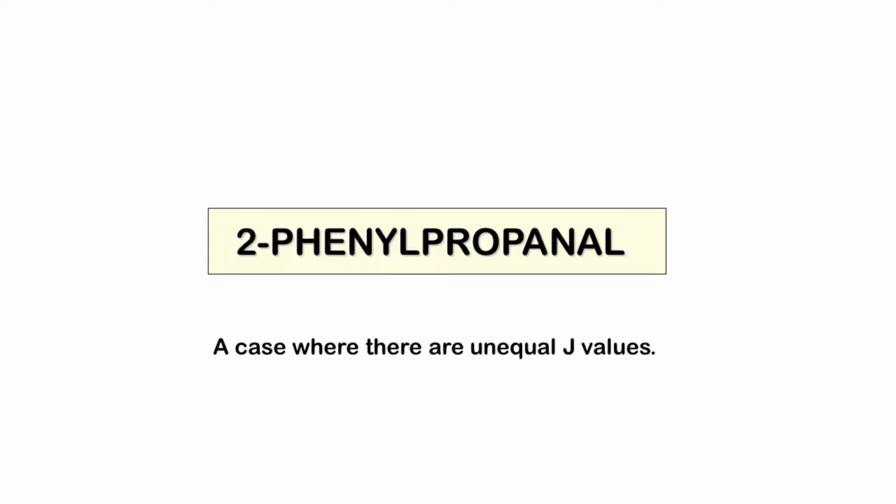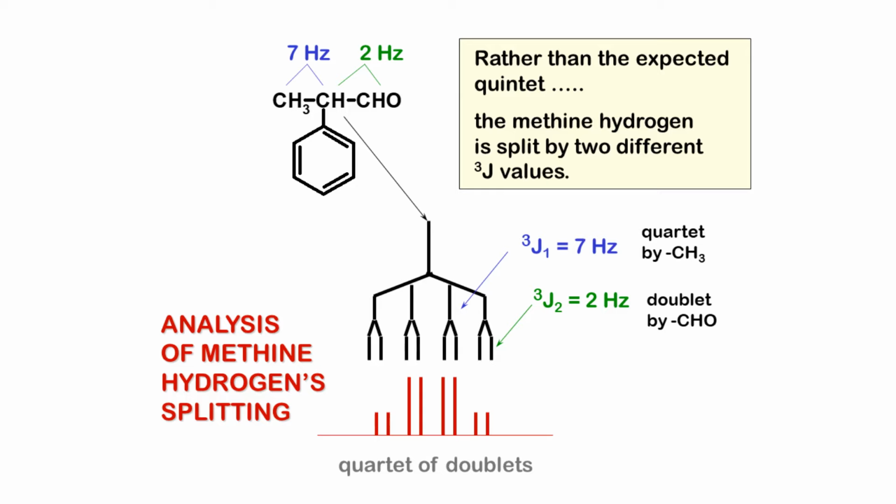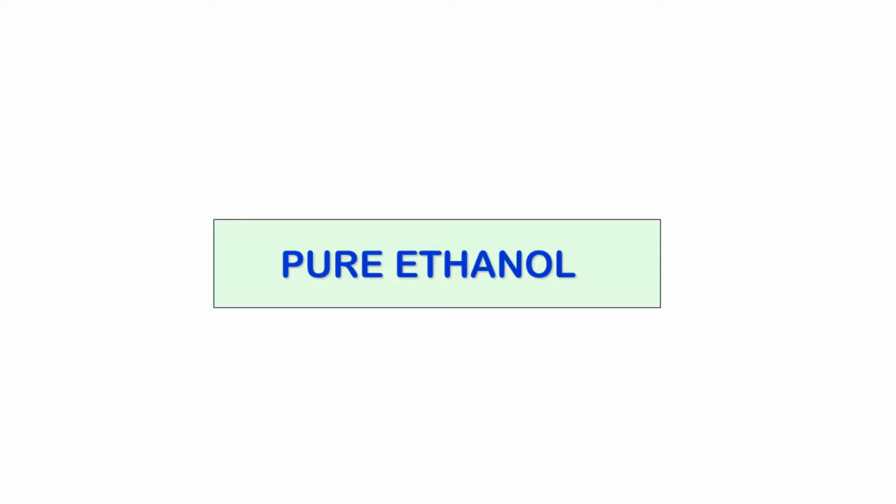Now, let's examine 2-phenylpropanal, a case where there are unequal J values. The NMR spectrum of 2-phenylpropanal shows different J values. For instance, J equals 7 Hz and J equals 2 Hz, indicating the presence of unequal couplings. Instead of the expected quintet, the methine hydrogen in 2-phenylpropanal is split by two different 3J values, resulting in a quartet of doublets.